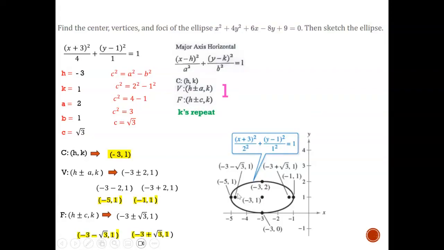But this is the foci. -3 minus the square root of 3 is equal to an irrational number, guys. It's going to be something with a decimal. There it is for the negative, and this is for the positive. But the easier way to graph it, guys, is you go to the center. The A moves left and right because it's horizontal. It moves 2 to the right, 2 to the left, and the B tells you the minor axis, which would be 1 up and 1 down. Anyway, that's your graph.